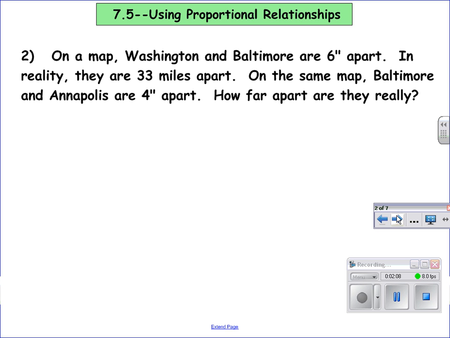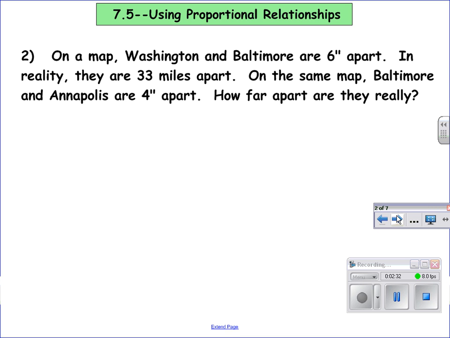I remember doing this as a kid. Basically, this next problem here: Washington and Baltimore are 6 inches apart on the map. They're 33 miles apart, and there'd be a little scale there at the bottom. Before GPS, this is how you'd figure out how far it is to your next destination. So on the same map, Baltimore and Annapolis are 4 inches apart. How far apart are they in miles?